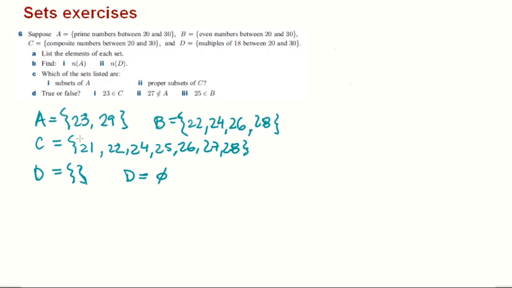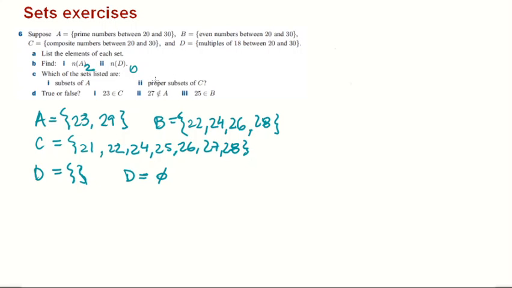Now, part B: find the number of elements of A. This would be 4. And the number of elements of D. This would be 0. Which of the sets listed are a subset of A? So none, right? Because A is all prime numbers. Among the listed sets, none of them is a subset of this one.